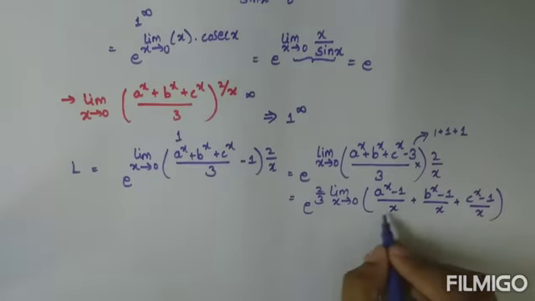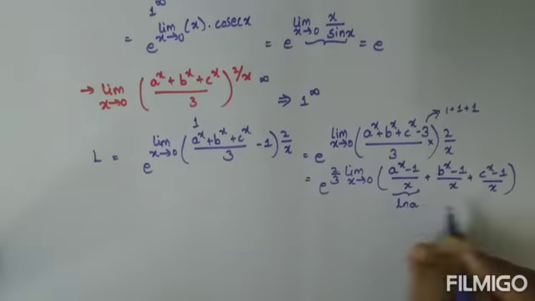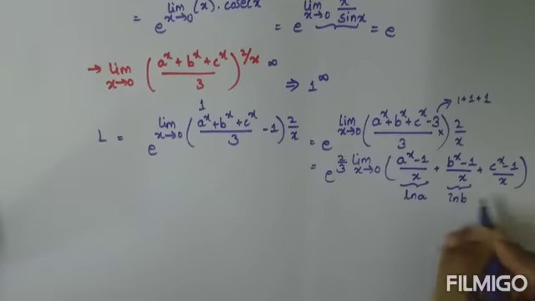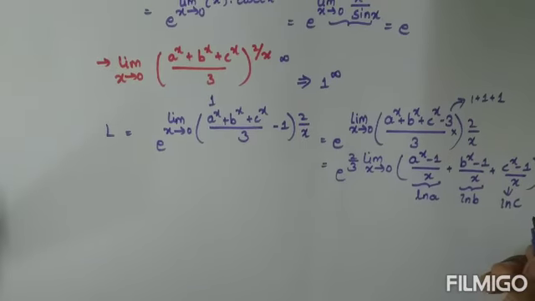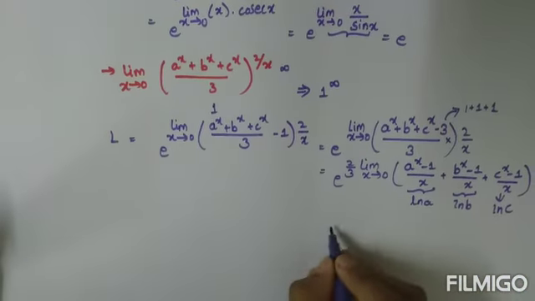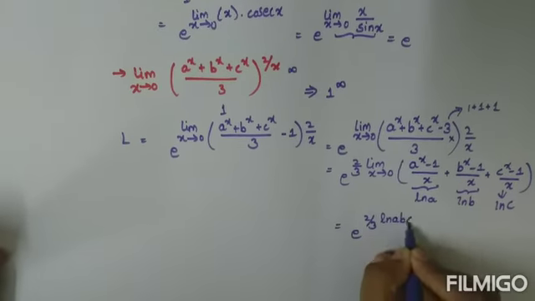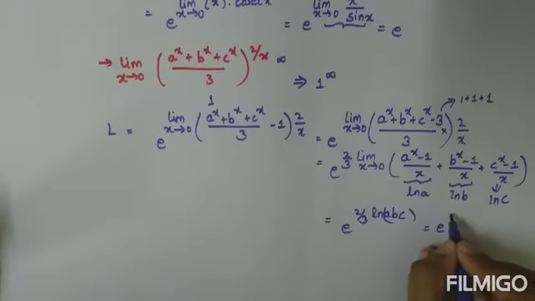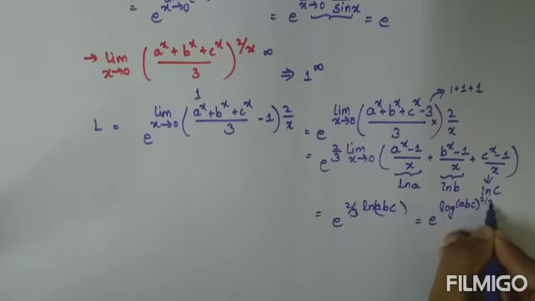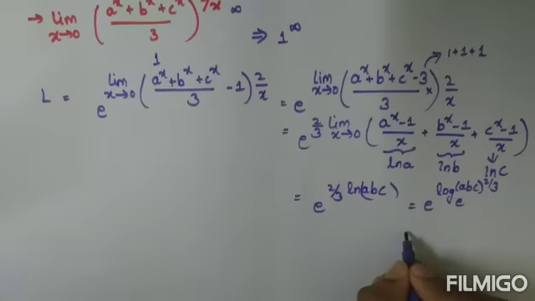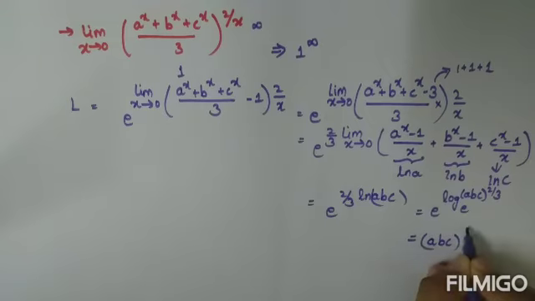And we already know how to evaluate these exponential limits. This becomes ln a, this becomes ln b, and this becomes ln c. So by the algebraic properties of limits, if we add all three, we get e power 2 by 3 ln abc. So we get e power log abc whole power 2 by 3 to the base e, and we know from the properties of logarithms that this is equal to abc whole power 2 by 3.